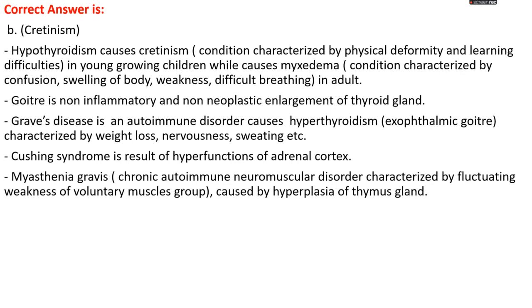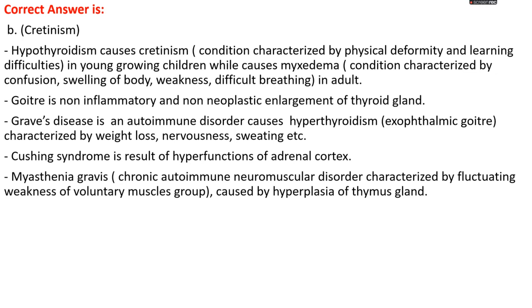Hypothyroidism causes cretinism. Cretinism is a condition mainly characterized by physical deformities and learning difficulties, seen in young growing children, due to deficiency of thyroid hormones. While myxedema is a condition characterized by confusion, swelling of the body, weakness, and difficulty breathing in adults with hypothyroidism. Goiter is a non-inflammatory and non-neoplastic enlargement of the thyroid gland.